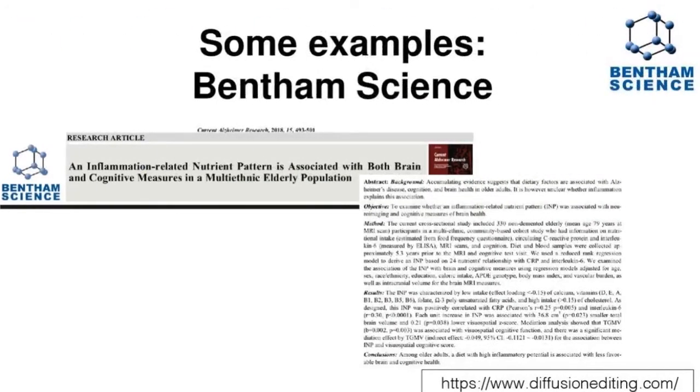Here's another example, this time published in Current Alzheimer's Research, again by Bentham. You can see a slightly longer title, but interesting in this case. And again, I won't dwell on this, but you have here the structure to the abstract: the background. Why did you do the study? The objective. Why did you do the study? The method. What did you do? The results. What did you find? And the conclusion and significance. What are the outcomes of the work?